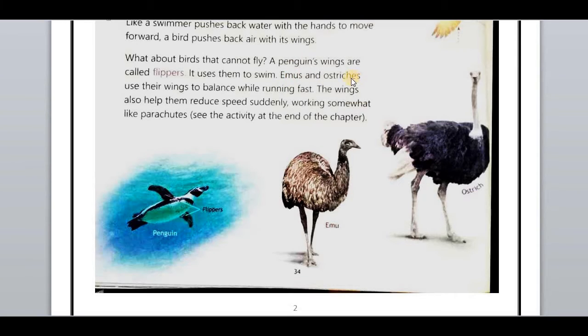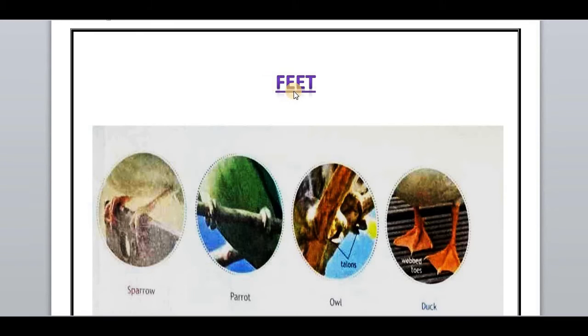Emus and ostriches use their wings to balance while running fast. The wings also help them reduce their speed, and their wings help them to control the speed while they are walking. Clear?